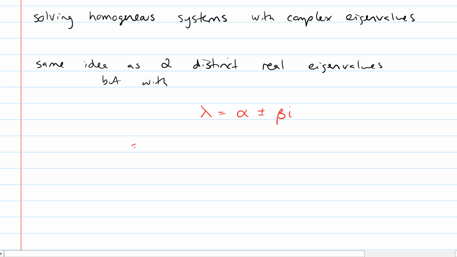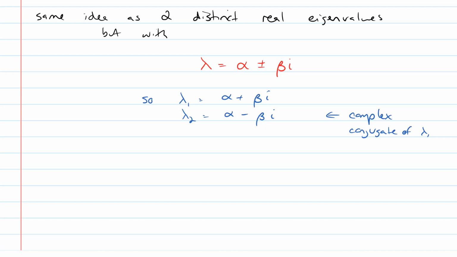And what that means, remember that if you've got a matrix that has real entries, then the eigenvalues, if they're complex, come in pairs of complex conjugates. So we've basically got lambda 1 is equal to alpha plus beta i, and our lambda 2 is equal to alpha minus beta i, where lambda 2 is the complex conjugate of lambda 1, and in fact these are complex conjugates of each other.